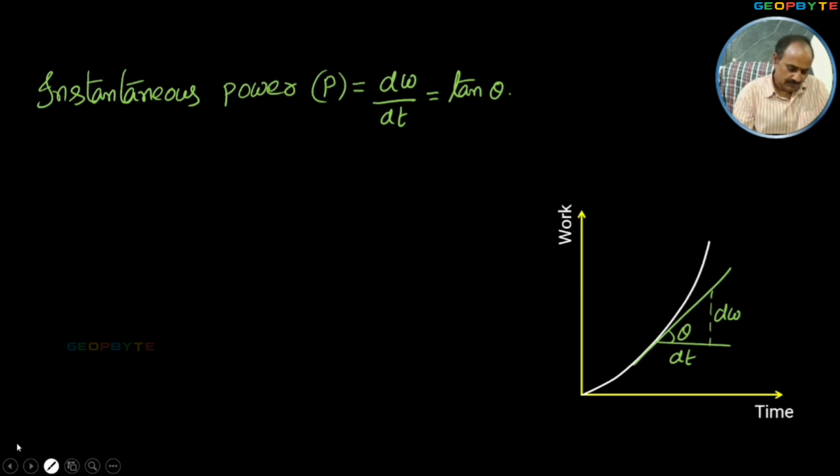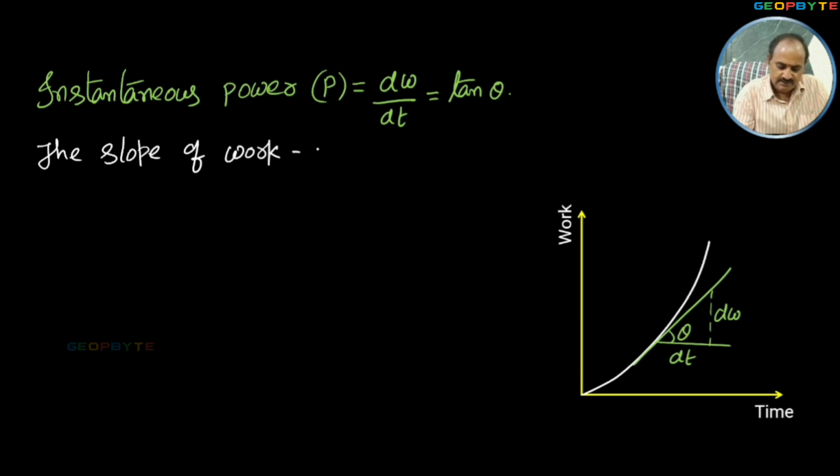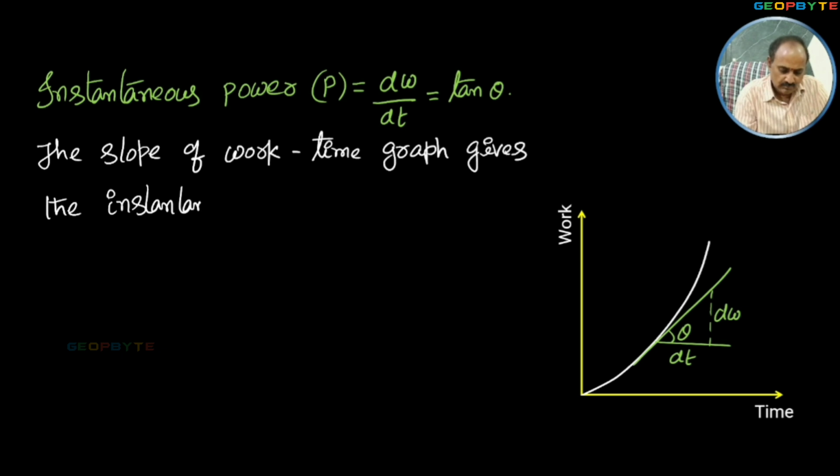Let me write that point. The slope of the work versus time graph gives the instantaneous power, or simply power.